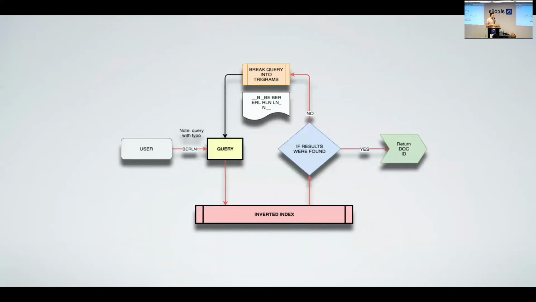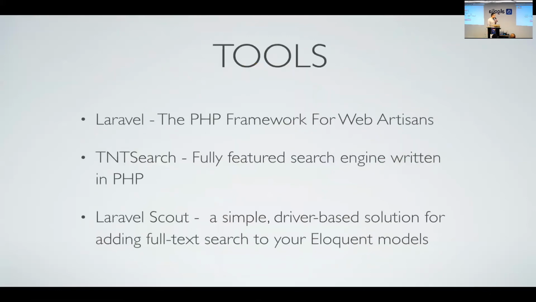But in case the user has a typo, we will query the index, and this time the index, of course, returns nothing, so an empty result set. Then the engine will break down the user's query into trigrams. And again, we query the index, this time with a set of trigrams. And this time, hopefully, the index returns something. We do some data processing after that and return the result set to the user. So this is the theory behind how it works.